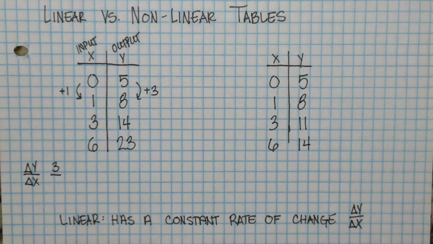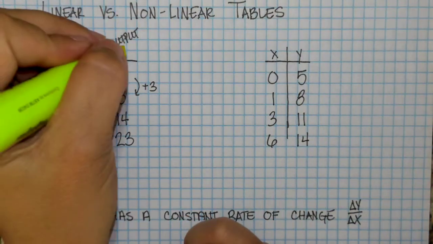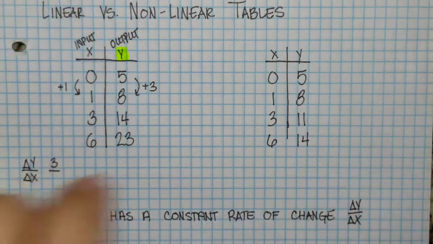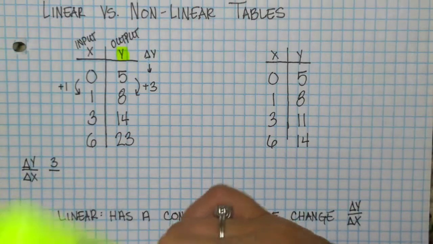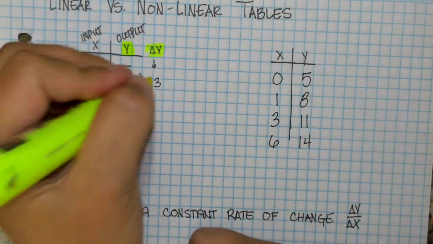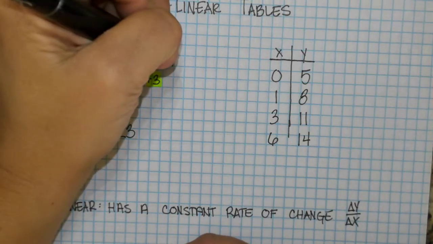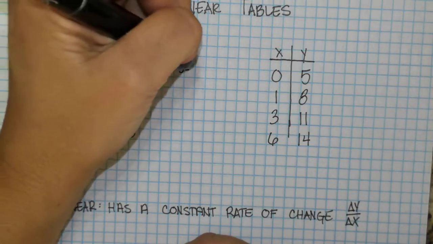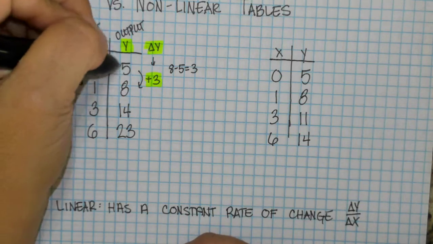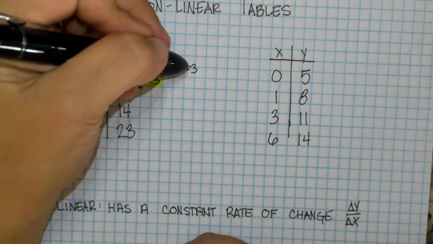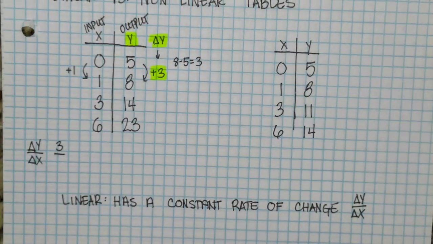Okay. Using some colors just to make sense of what we're doing here, I'm going to say that our y is yellow and that our change in our y is everything we're going to find here. Change in our y is 3. How are we getting that? We got that 3 by doing 8 minus 5 to equal 3. 8 was the next output, and I took away my other output to get my change.